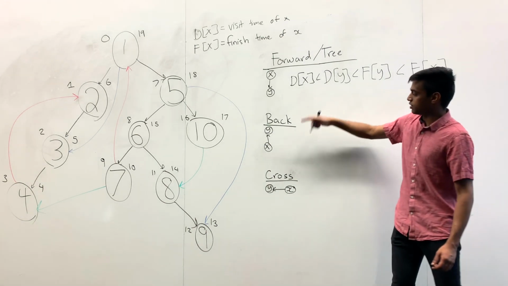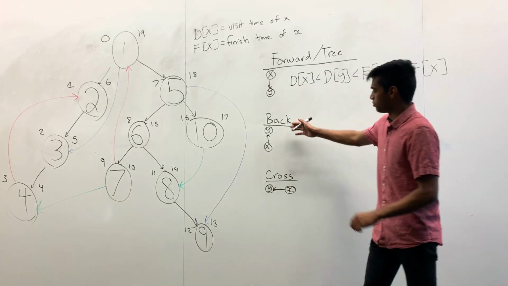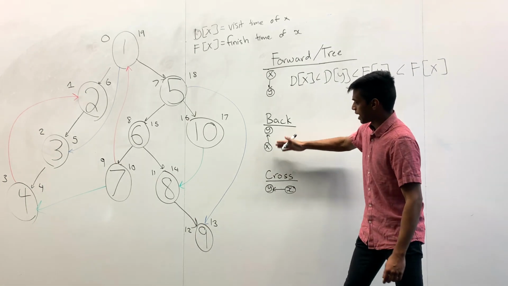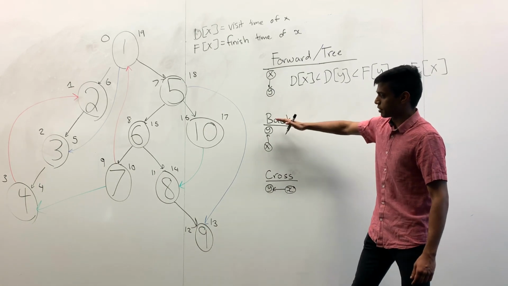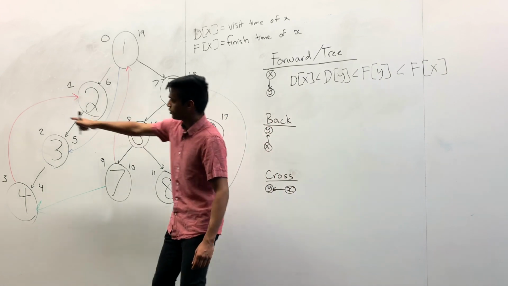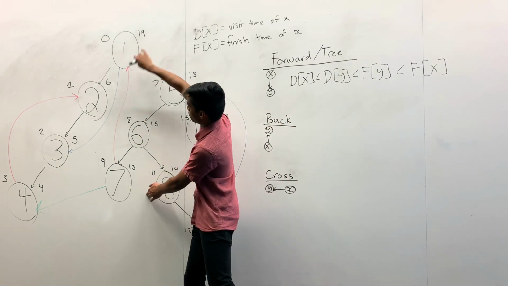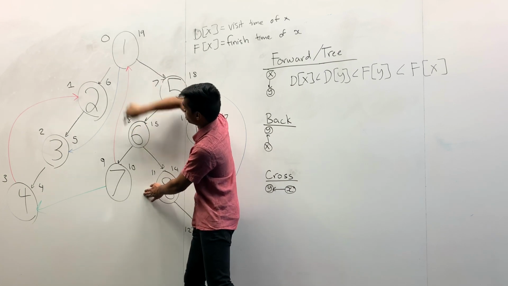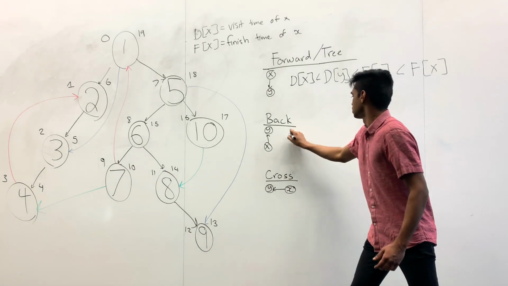Now let's think about how to write the similar inequality for back edges. Cool. So for back edges, note that x is still a descendant of y in the DFS tree, but there's an edge going from x to y. For example, all the red edges in this DFS tree are back edges. For example, 7 is a descendant of 1 in the tree, but the edge 7, 1 exists in the original graph. So we must have discovered y first.